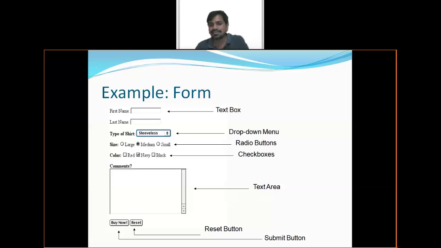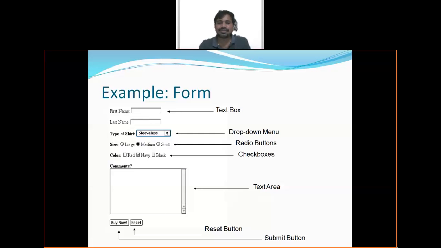Next is the radio button. A radio button is most often used for gender when you design a form. Gender is nothing but male, female and others, and you can select one within that.